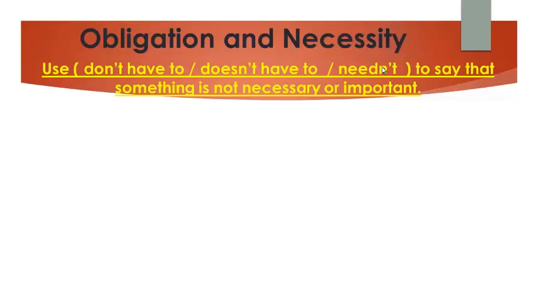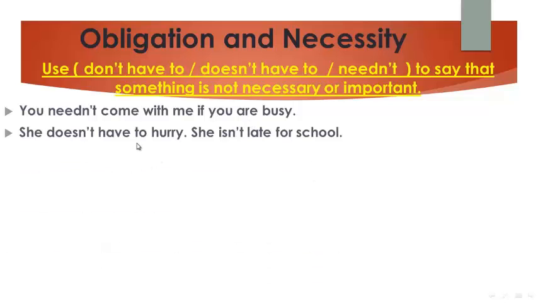But now let's know that we use don't have to, doesn't have to, or needn't to say that something is not necessary or important. Something is not important or not necessary. You needn't come with me if you are busy. It's not very important for you to come with me if you are busy. She doesn't have to hurry. She isn't late for school. So she doesn't have to hurry, or she needn't hurry.